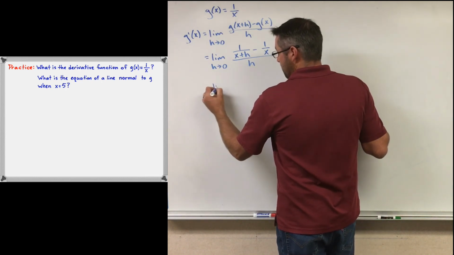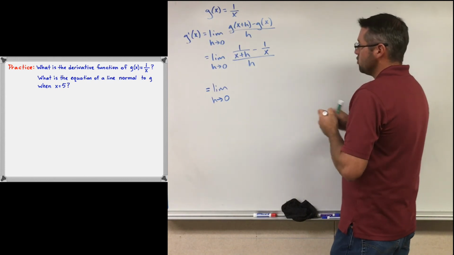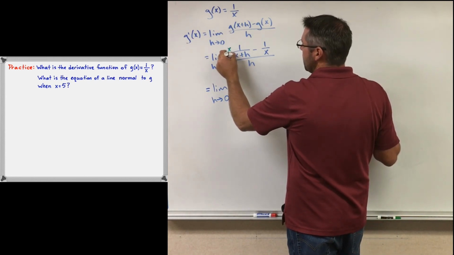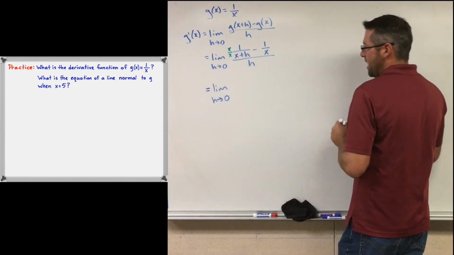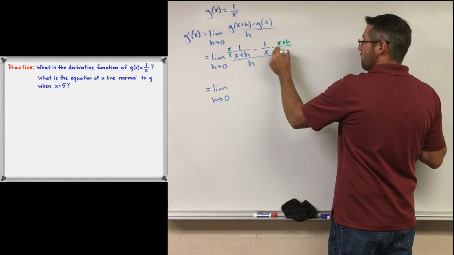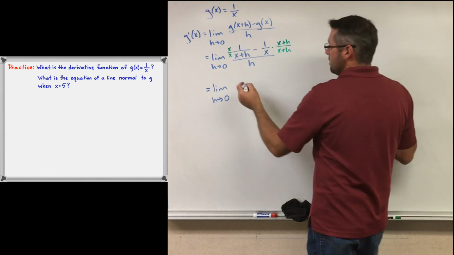Okay? So what I'm going to notice is that in the numerator, I am subtracting fractions. So in order to subtract fractions, I need to get a common denominator. So I'm going to multiply the first guy by x over x, and I'm going to multiply the second guy by x plus h over x plus h. And then we're going to go ahead and figure that out.